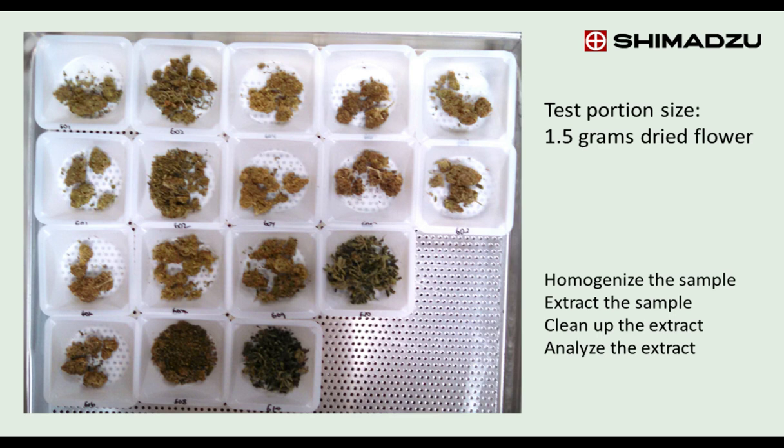So in our present method, which is an LCMS-based method, we first start out with a representative test portion. And the typical test portion is 1 or 1.5 grams of dried flower. The first step of the sample preparation is to homogenize the sample. And what this does is it allows us to select a representative amount as well as grind up the plant material, which will allow the pesticides to be extracted more easily.